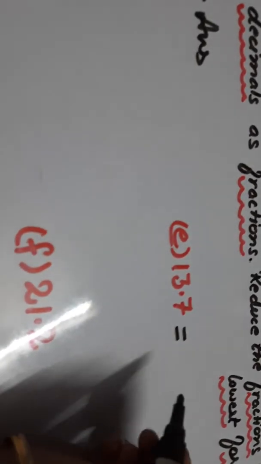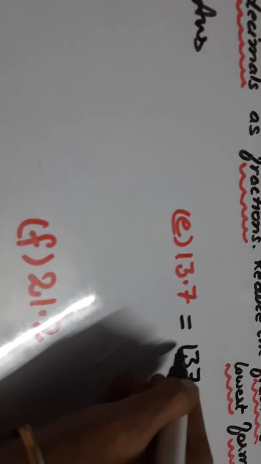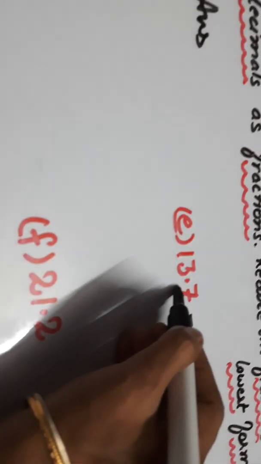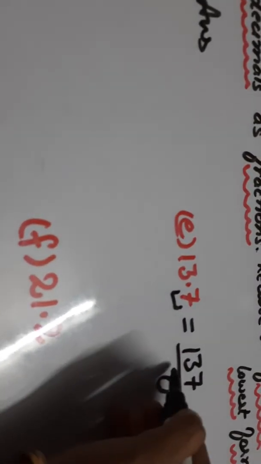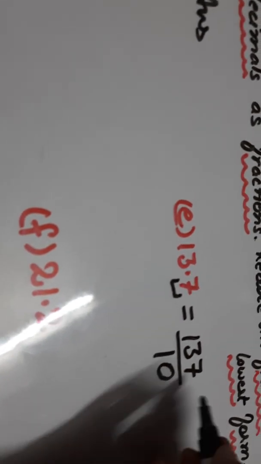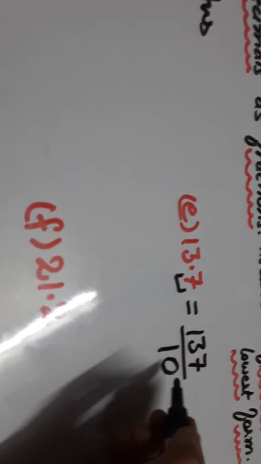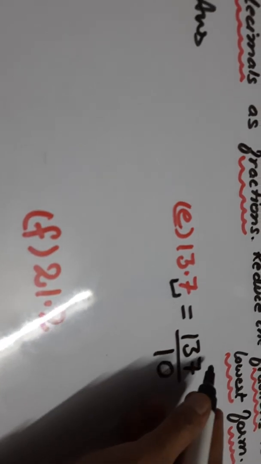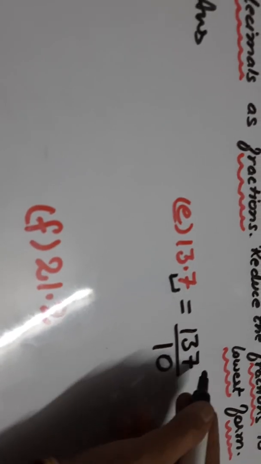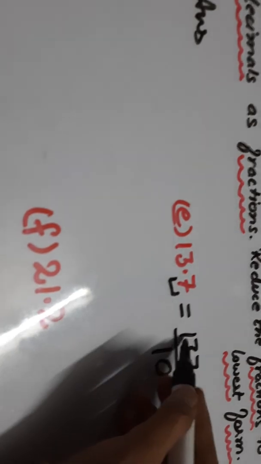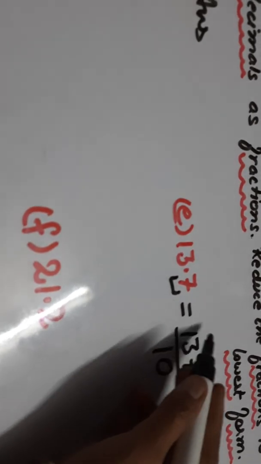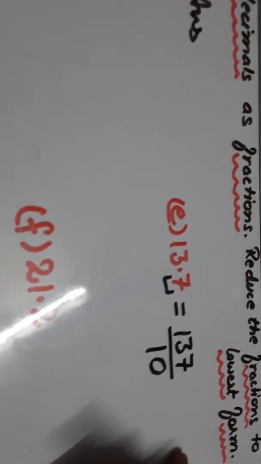Now let us do this part. 13.7. First of all, remove the decimal. We'll get 137. 137 divided by. Now after the decimal only one digit is there, so we'll take 1 0, that is 10. Right? Now 7 is odd, 0 is even. Both are not divisible by 2, not by 5. 137 approximately is a prime number, so we can't reduce it further. So this is the answer.